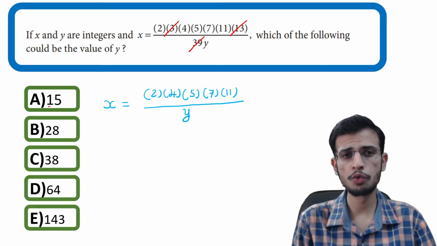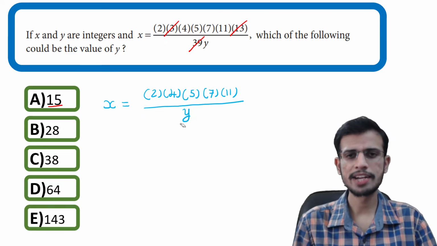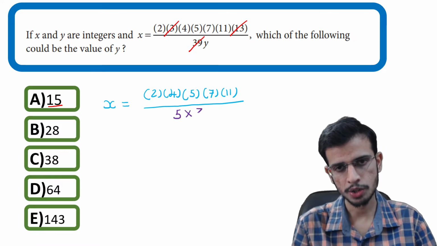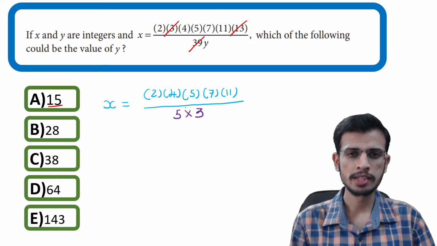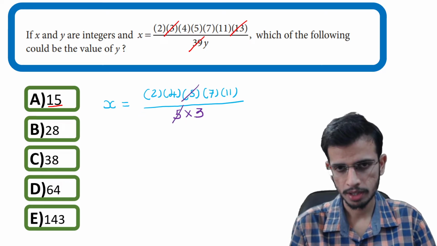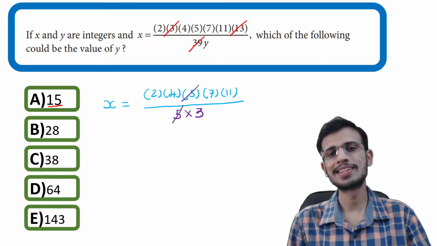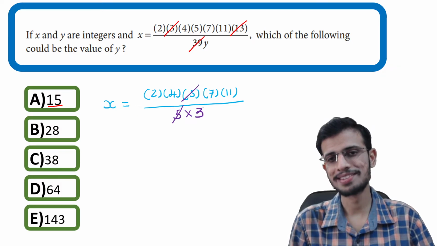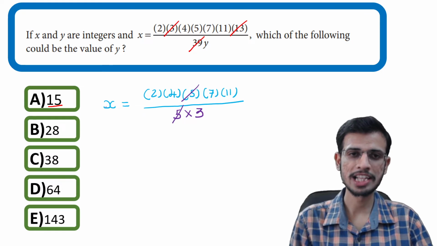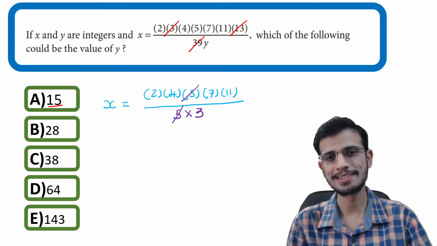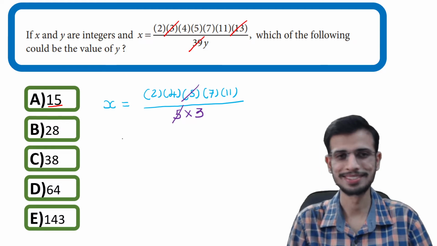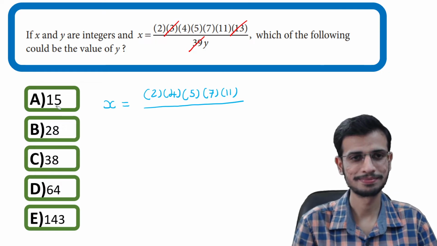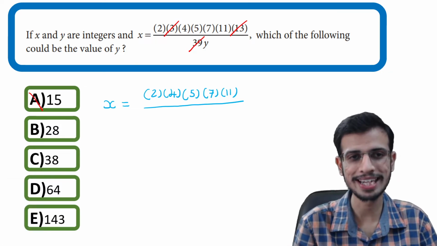If we put y equal to 15, right, we can write 15 as 5 into 3. If we put y equal to 15, then we will be able to cancel this 5, but we won't be able to cancel this 3, right? So in this case the value of x won't be an integer, so option A is incorrect. We can't put y equal to 15.